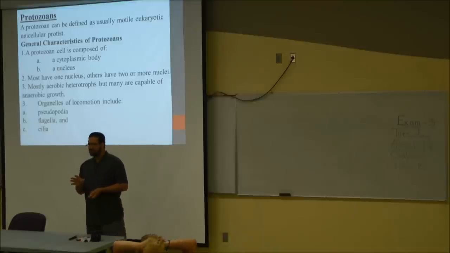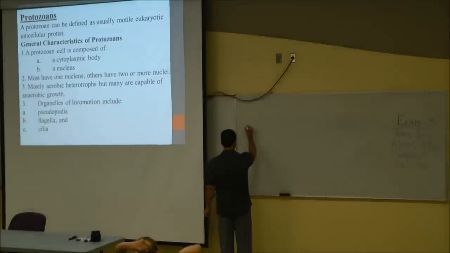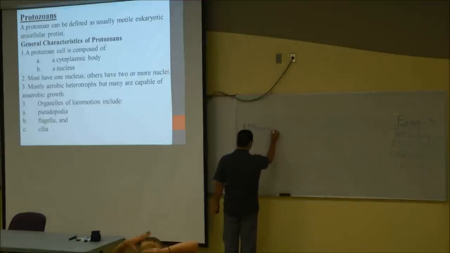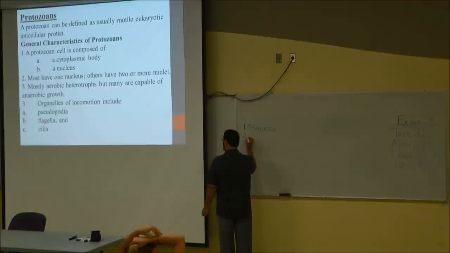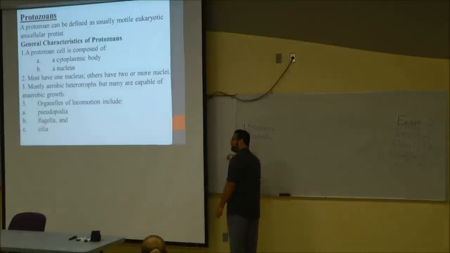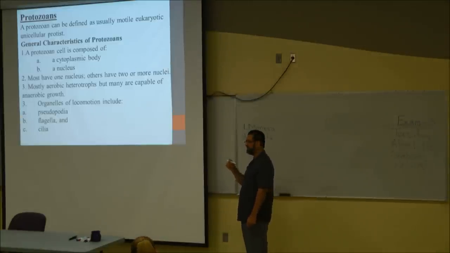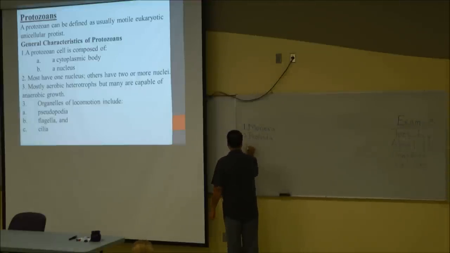There are 5 major kingdoms, right? Kingdom number 1, Monera, that includes bacteria and cyanobacteria. Kingdom number 2, Kingdom Protista, that includes animal-like and plant-like creatures. Protozoans. 3, fungi.